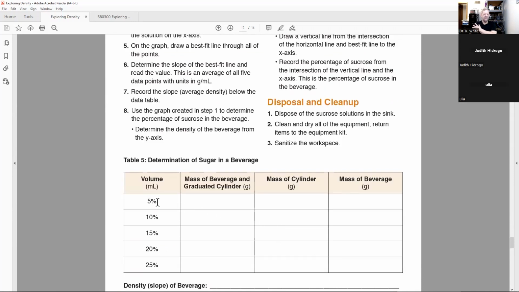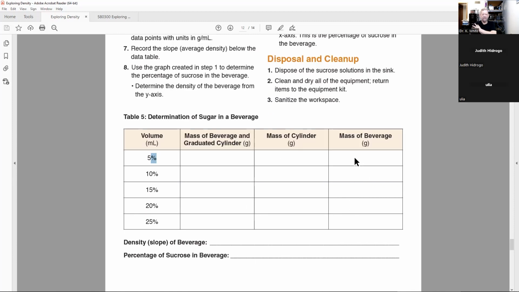Now, for this one, like I said, that percent shouldn't be there. You'll take 5 milliliters. You'll first of all take your graduated cylinder, weigh it empty, then put in 5 milliliters of your pop, or beverage that has sugar in it. For all of you, it's probably going to be pop. Remember, in Chicago, we call it pop, not soda. But anyways, you weigh the beverage in the cylinder, then you can put in more to get 10 milliliters, weigh it, and then you'll get the grams of the beverage.